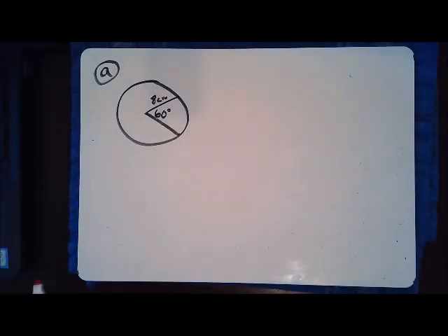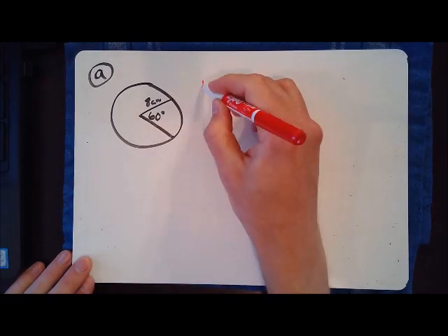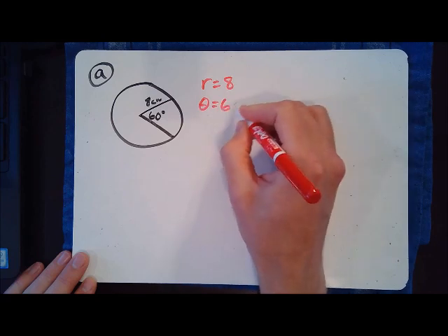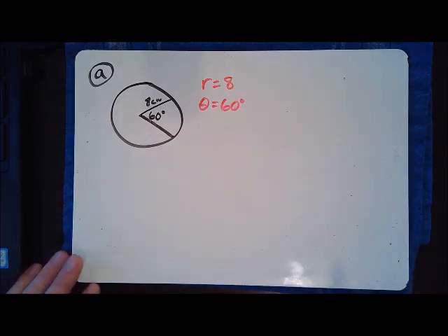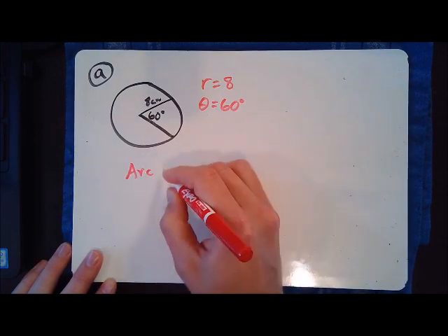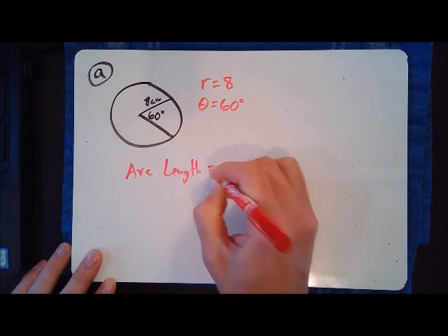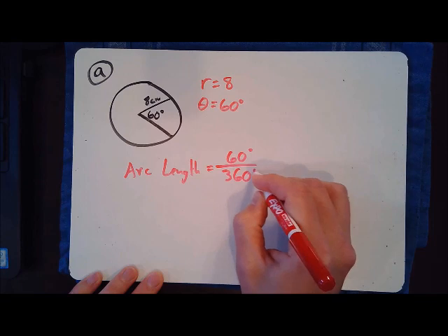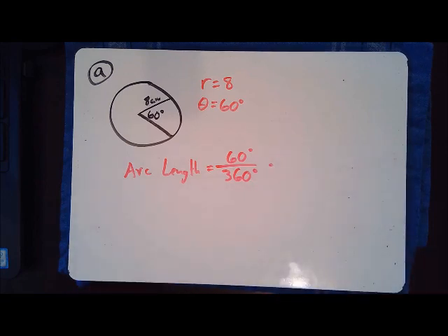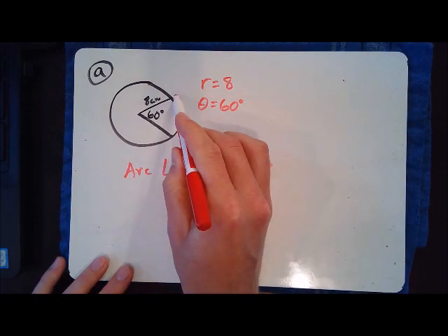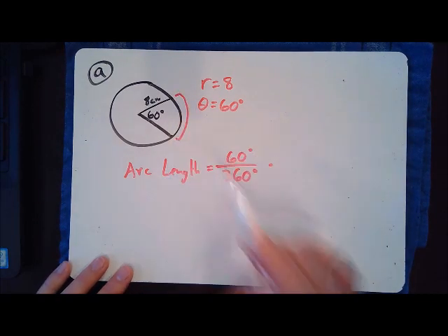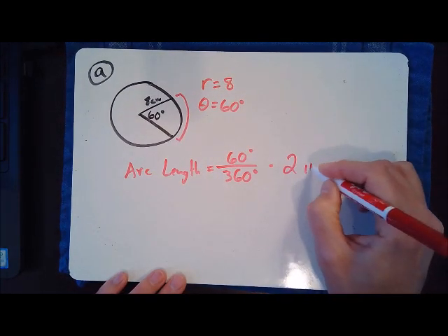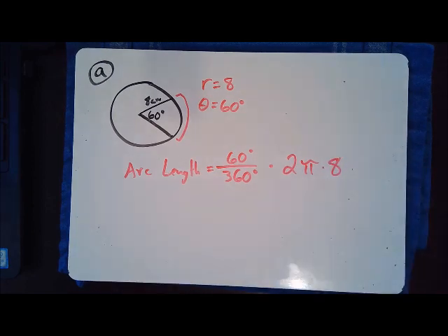Let's see our first example. I've got a radius of 8 and an arc measure, which I sometimes label as theta, of 60 degrees. So using that second equation, I know the arc length is equal to 60 degrees over 360 times the total. This is the portion of the circle I'm looking at, but I only want the length of this arc. So the total circumference is going to be 2 pi times the radius, which is 8.